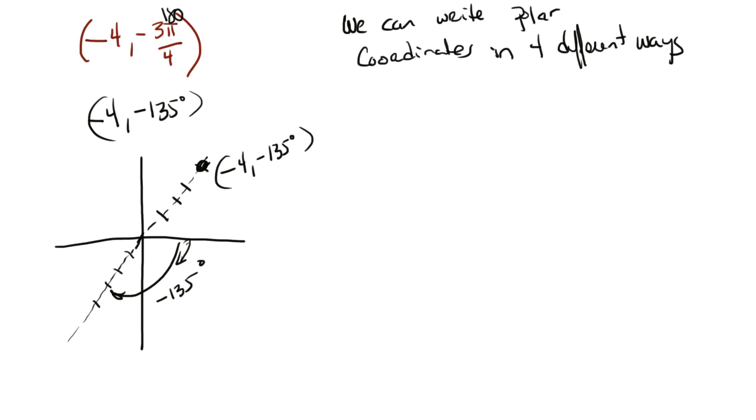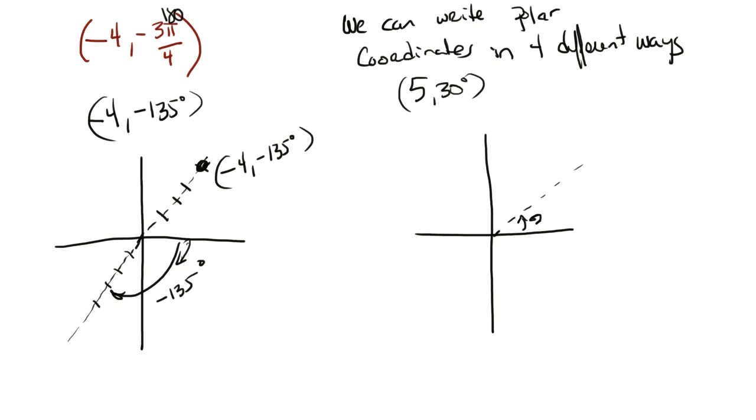So, for example, let's do (5, 30). Do an easy one. I think that's one of the first ones we did. All right, so (5, 30), so 30 degrees and 5 units: 1, 2, 3, 4, 5. So let's say it's right there. That's (5, 30). Let's call it point A. Well, that's (5, 30). I agree with that.